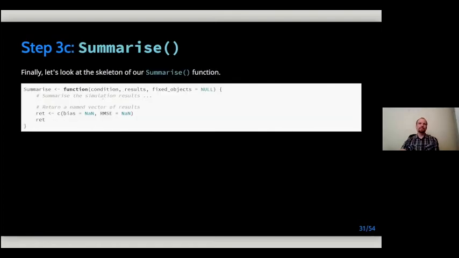Next up is our function for summarizing. So summarize. You'll notice, again, a lot of similarities, where the very first argument is always going to be that condition, or the condition we're simulating data for. Results is going to be the object that was passed, well, not quite the object that was passed back from our analyze function, and any fixed objects as appropriate.